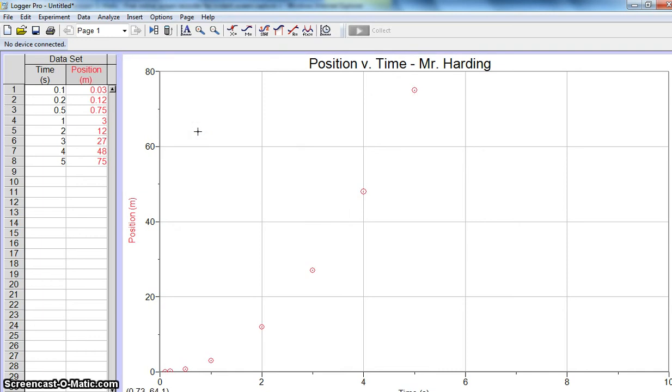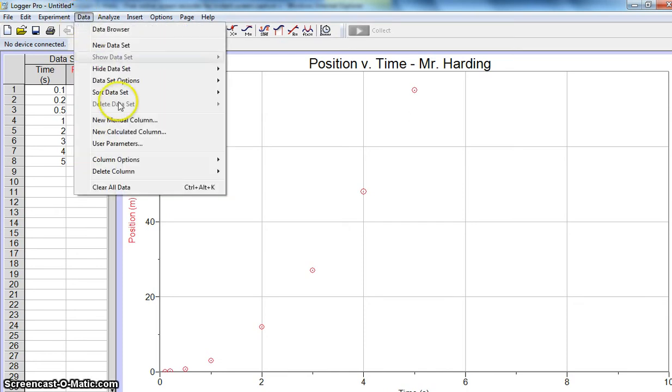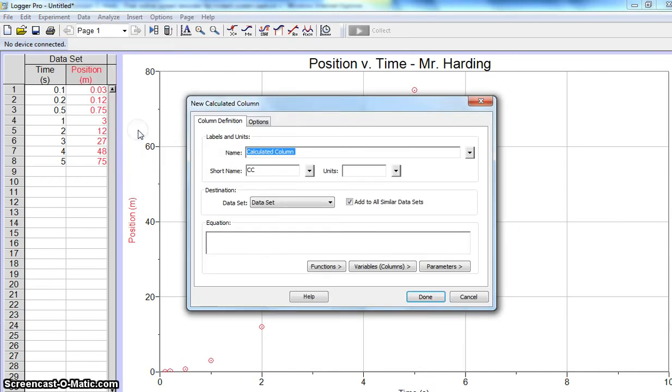So in analyzing this, it appears that we're dealing with a top opening parabola. And what you'll have to do to turn this graph into a straight line is manipulate either of the variables here, position on the y-axis, time on the x-axis. In order to perform that manipulation, all you need to do is go up to Data and then New Calculated Column.